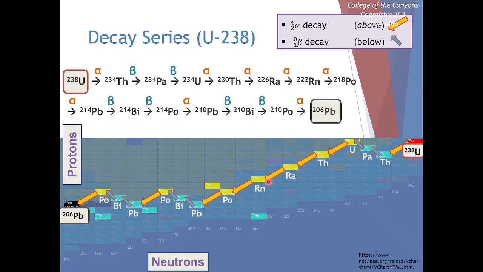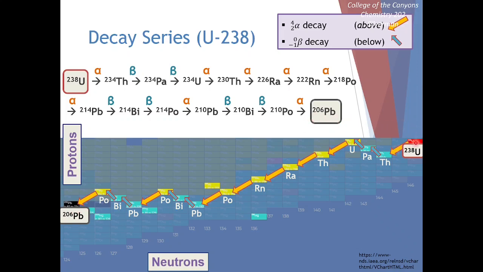Radium-226 also undergoes alpha decay. Radon-222 also undergoes alpha decay. Polonium-218 also undergoes alpha decay. Now we have lead-214, which is unstable in the opposite direction, and undergoes beta decay. Bismuth-214 also beta decay. Polonium-214 is going to undergo alpha decay. Lead-210 is going to undergo beta decay. Bismuth-210 beta decay. Polonium-210 alpha decay. And finally, we've landed on one of these black squares. We've ended up at a stable nuclide, lead-206.